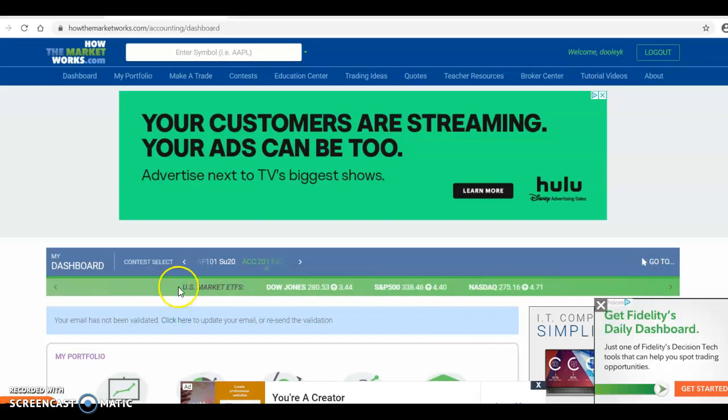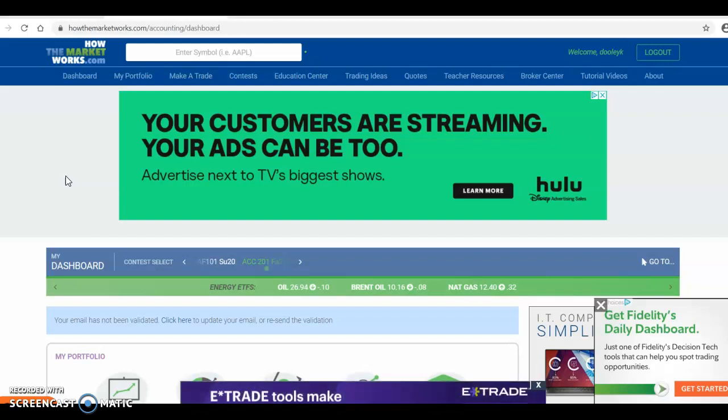howthemarketworks.com. Okay, here's the URL, howthemarketworks.com, and you can just go in there and you have to set up an account if you don't have one already. Once you do, they'll give you a practice portfolio. I think it's $10,000 for yourself.